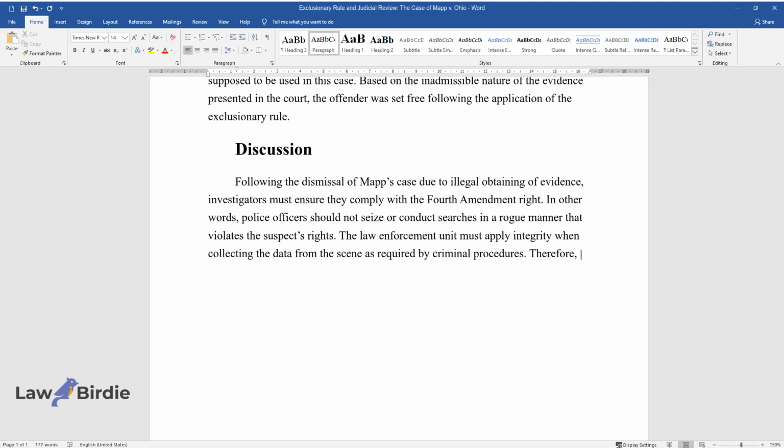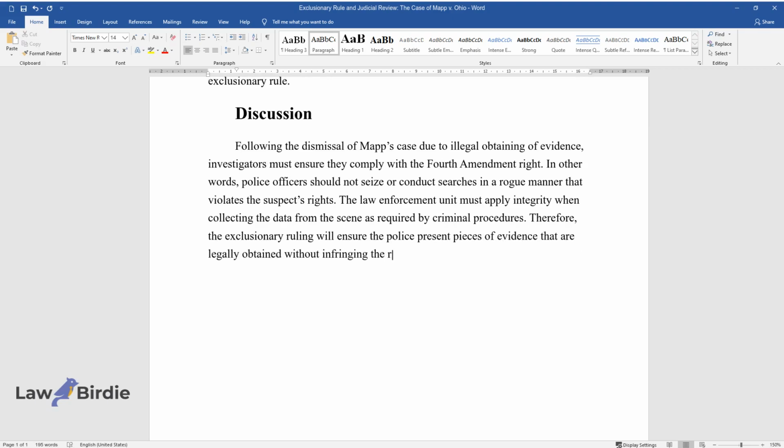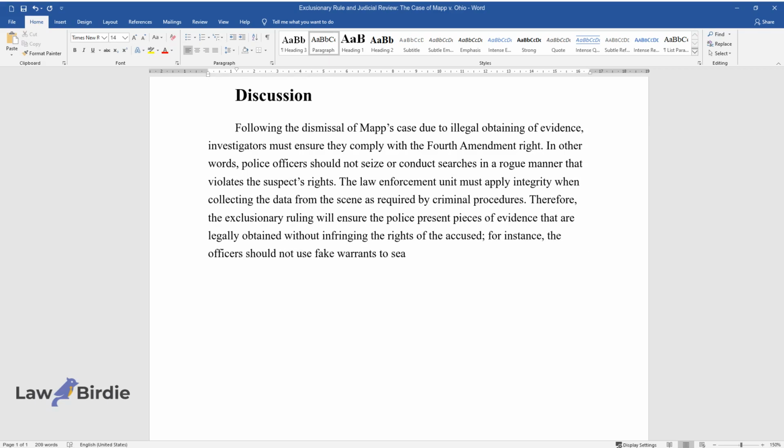The law enforcement unit must apply integrity when collecting the data from the scene as required by criminal procedures. Therefore, the exclusionary ruling will ensure the police present pieces of evidence that are legally obtained without infringing the rights of the accused. For instance, the officers should not use fake warrants to search the defendant.